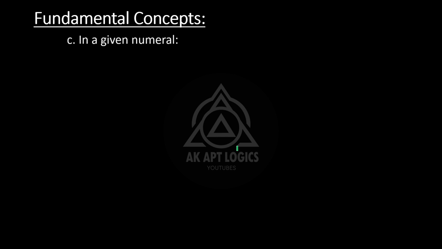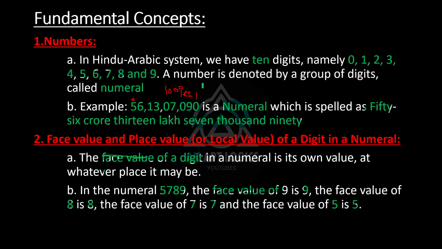In any given numeral, if the digit is in the one's place, the place value will be the digit multiplied by 1. Previously, the face value of 9 is 9, right? If you want the place value of 9, it is in the one's place, so it will become 9 into 1, that is equal to 9.